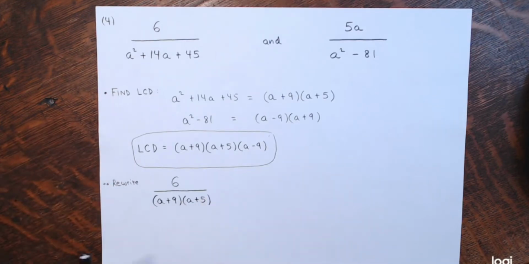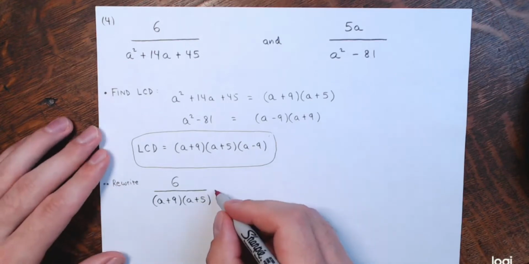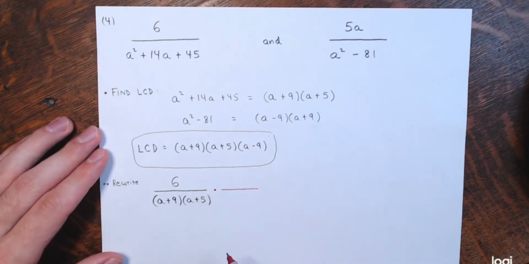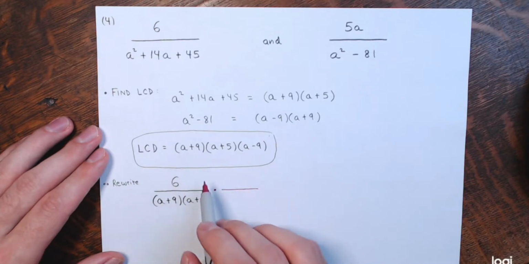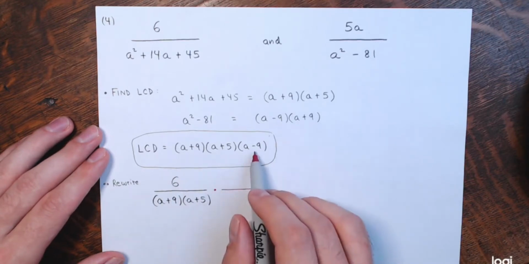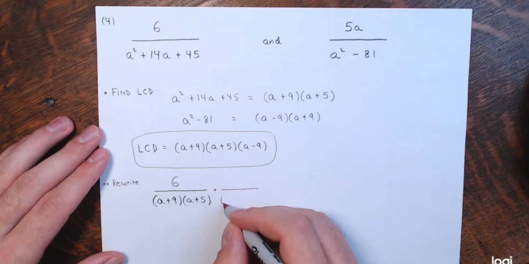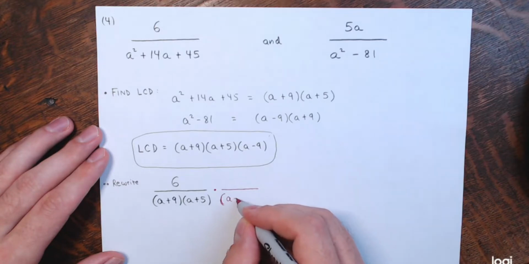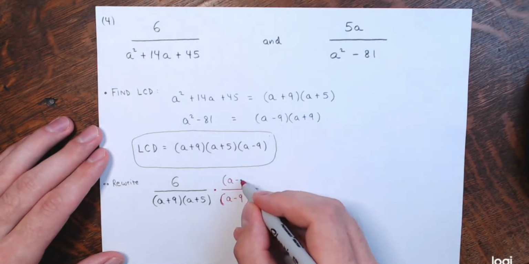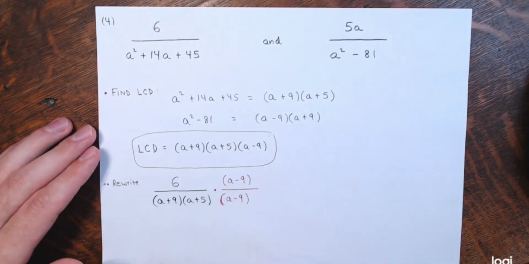And now what I wish to do is multiply the denominator and the numerator by some expression so that the denominator becomes the LCD. Well, it's already got a plus 9, it's already got a factor of a plus 5. The only factor it's missing is a minus 9. So I multiply the denominator by the quantity a minus 9, and I do the same for the numerator, the quantity a minus 9. Don't forget your parentheses.